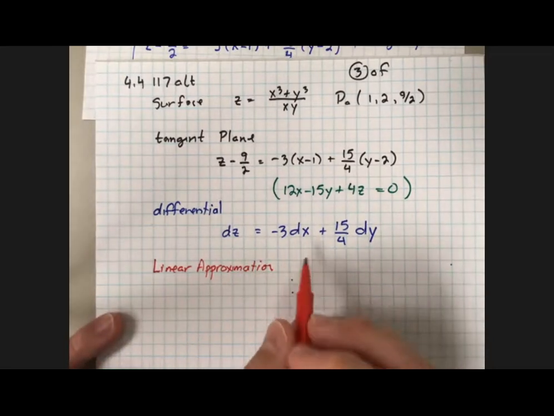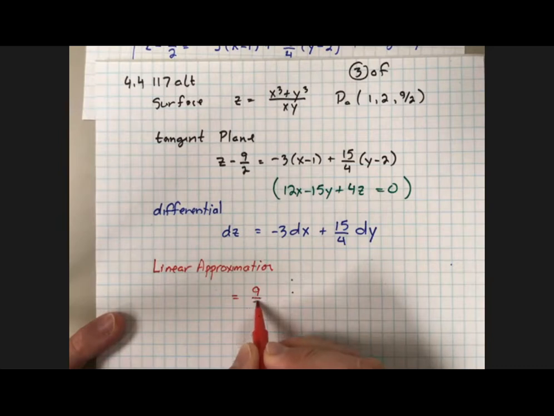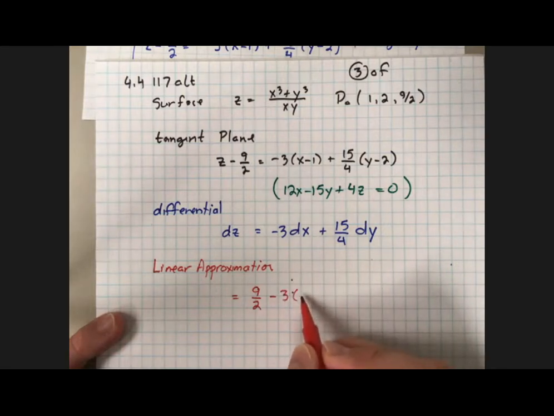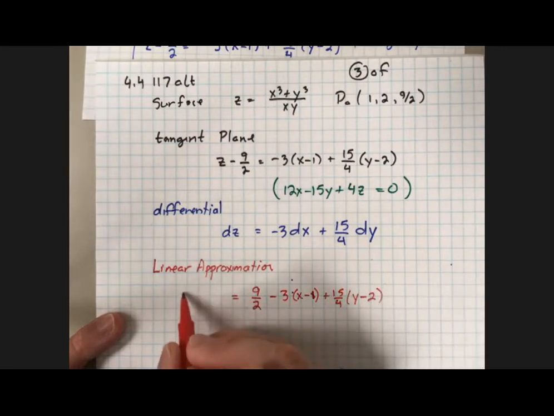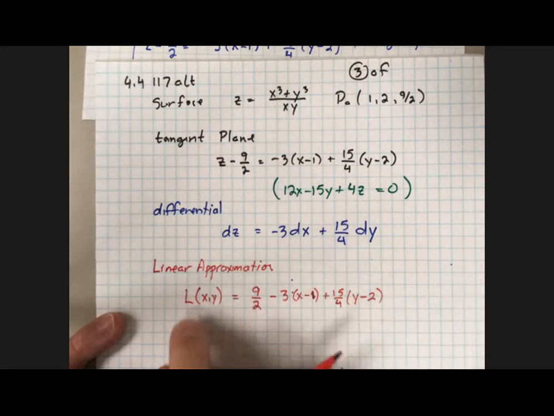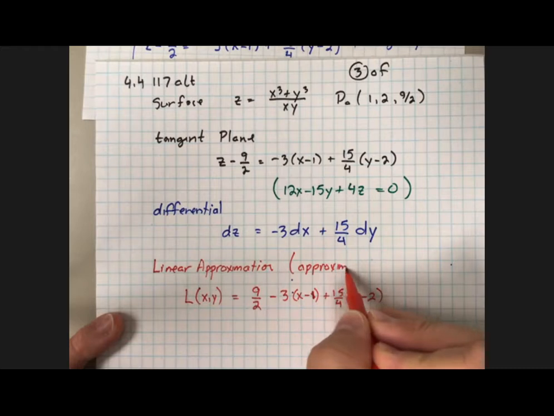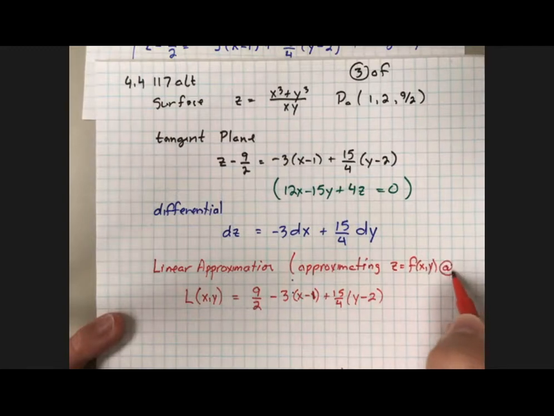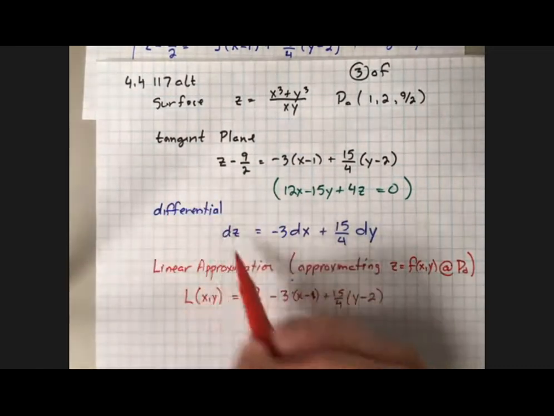So linear approximation, remember, is to say I bring the 9/2 over to the other side. That's the z naught, plus partial f partial x times the change in x, plus partial f partial y times the change in y. And that I present as its own function, the linear function that approximates the original function at P naught. But these three things are the same: tangent plane, differential, and linear approximation.